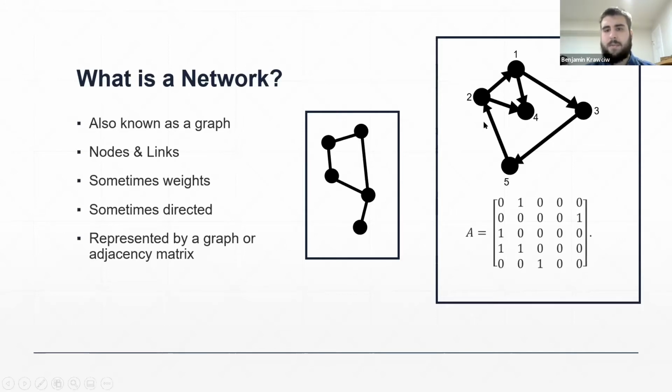These networks are sometimes directed, meaning that a connection from 2 to 1 will not be the same as a connection from 1 to 2. And to represent them, one can either use a graph, the dots and lines drawing, or an adjacency matrix, where the row and column will represent the node in and out of an edge, and the value inside will represent the weight, or in the case of unweighted networks, just a binary 0 or 1 for the existence or non-existence of a connection.